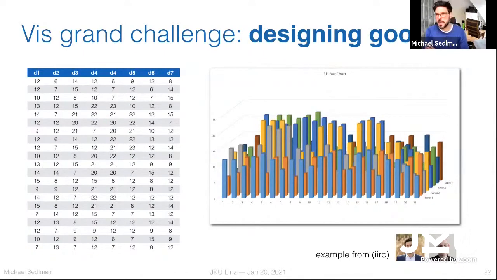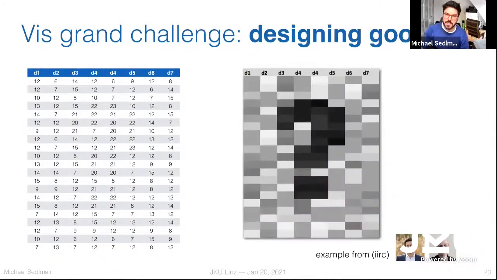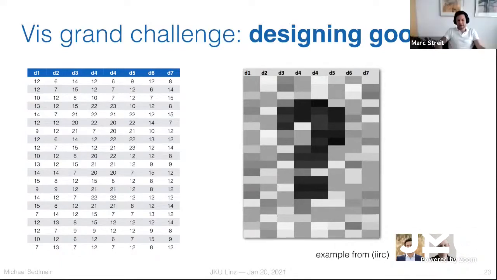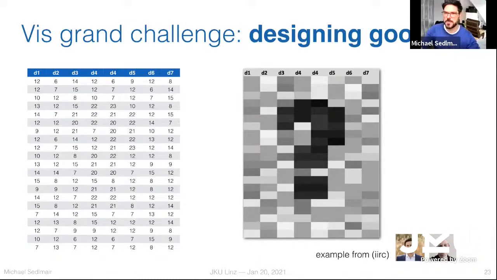But then we might be unsatisfied, and we might instead pick a heat map visualization where we use color for visualizing this data. And of course, we immediately see this interesting pattern of a question mark here. Mark, is this an example from you? I think Niels published it in Nature Methods at one point in time. So it's an important example, as you see, because it's from Nature Methods. Okay, great.